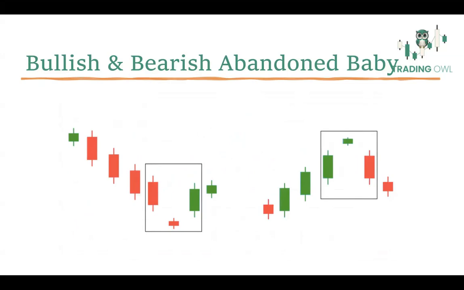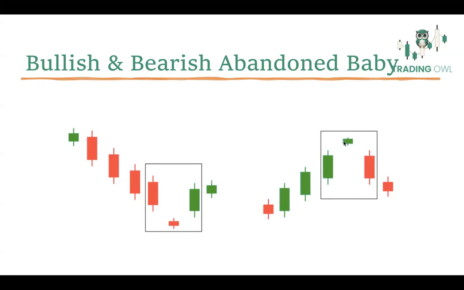Now this looks very similar to the morning and evening star in terms of the setup, but there is one major difference, that is there is a gap down opening between the last bearish candle and the indecisive candle, and there's a gap up opening subsequently after that. So there's a gap on either side of this indecisive candle. This can also be a doji.